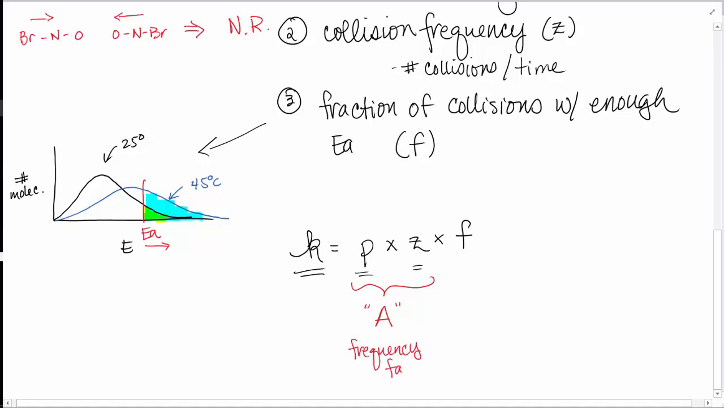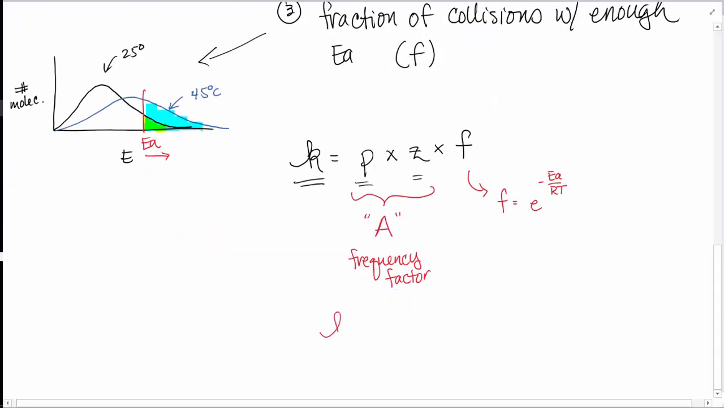So what this is looking at is the number of collisions that are occurring, the fraction of collisions with good orientation, over a certain amount of time. So it's just been combined. And then F is actually equal to e, the natural log e, to the negative E sub A over RT power. So written another way, k is equal to A times e to the negative E sub A over RT power.